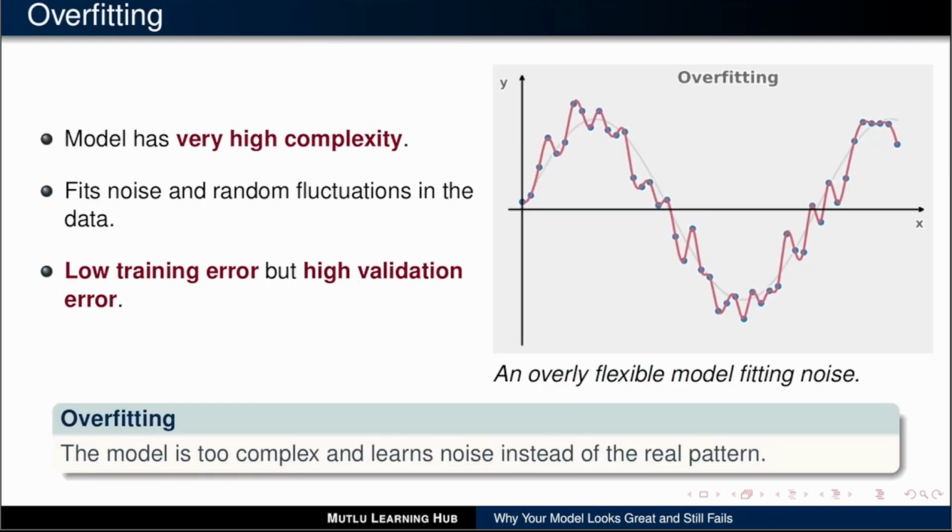Now let's look at the opposite problem, overfitting. This model is extremely flexible. It passes very close to every training point. The training error is very low, but the curve is clearly following noise, not signal.